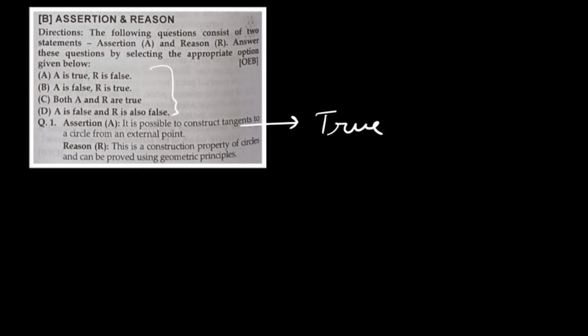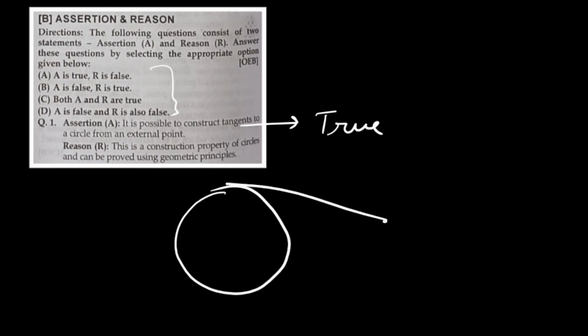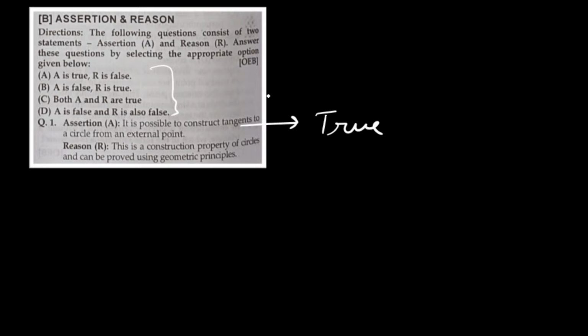Geometric principle means the results of geometry, whichever we know. So the construction property we can prove with the help of it. Because if I am drawing a tangent from an external point, I can prove this with the help of geometric principles also. So these are equal. So second also is true. This construction can be proved using geometric principles. So both are true. So option C is the correct answer. Option C.